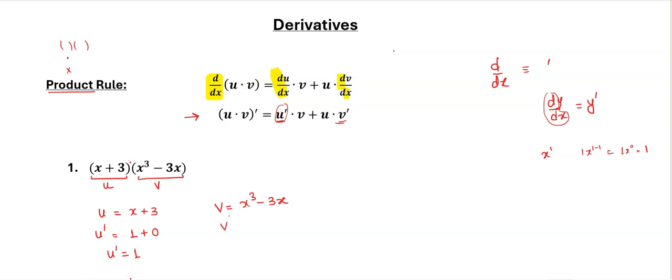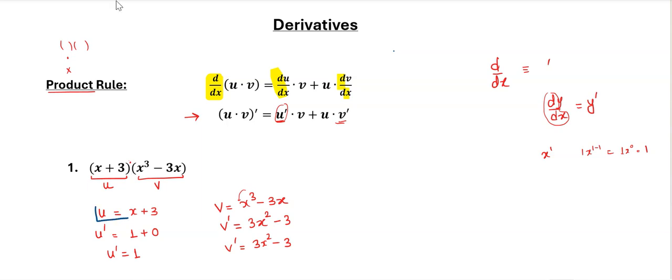Now derivative of v. What is it? The 3 goes in the multiplication: 3x power 3 minus 1, that is 2, minus 3x. The derivative of x is 1, so we keep 3 the same. So the derivative of v is 3x square minus 3. So now what do you have?